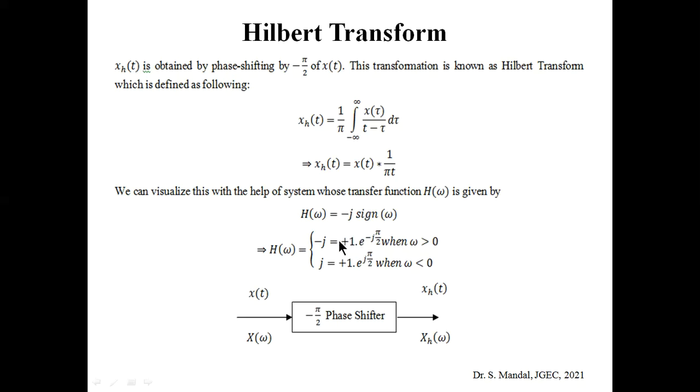So you can see that plus 1 is the amplitude, and minus π/2 and π/2 are the phase. So in the case of a minus π/2 phase shifter, the amplitude is constant. It is quite consistent with the theory because we are only changing the phase, not the amplitude. So the multiplication factor is always 1. That's why it is plus 1, and this one is also plus 1. When ω is greater than 0, the phase is minus π/2, and when ω is less than 0, the phase is π/2.